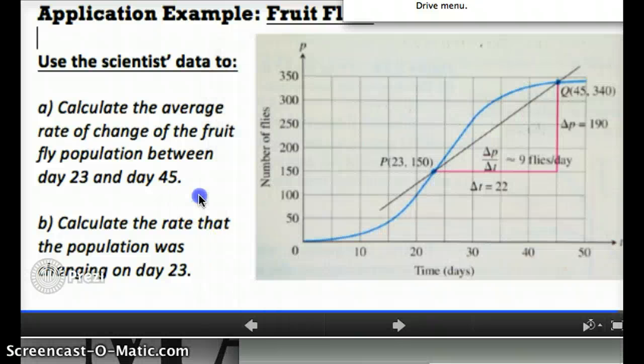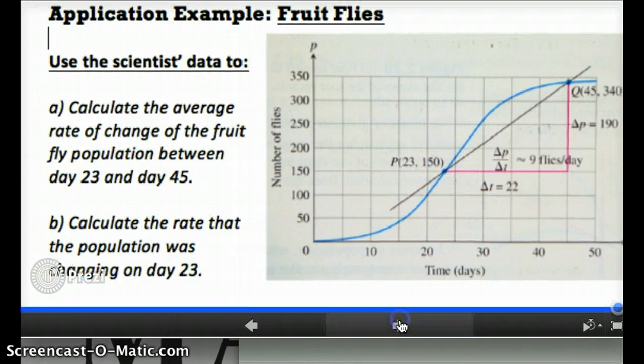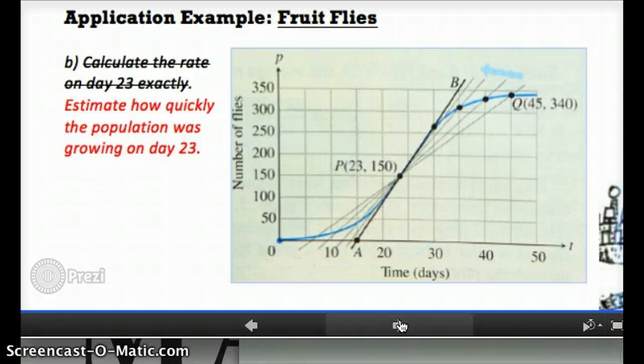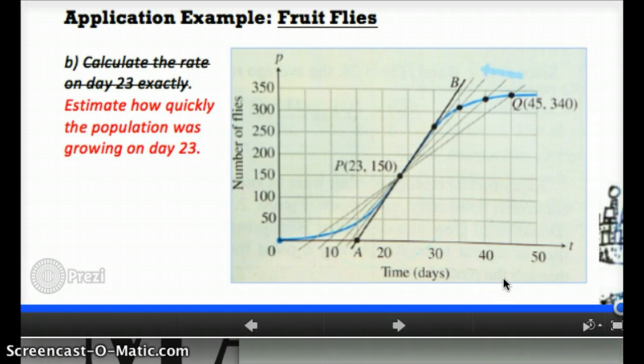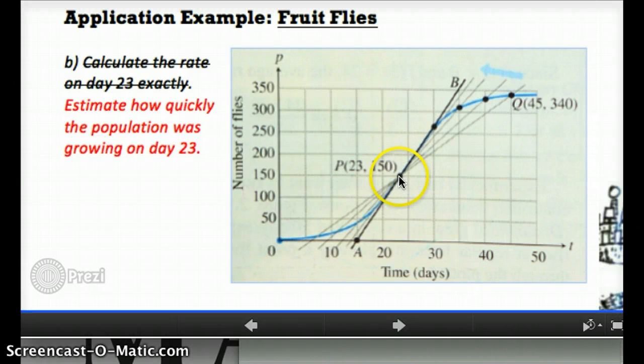And in fact, what that means is that there's no way using the slope formula to calculate the slope just at that point. Instead, we're going to have to estimate it. And this picture shows you an idea of how we'll estimate it. Here's the idea. We're going to start by calculating the slope of this secant line. In fact, we already did.